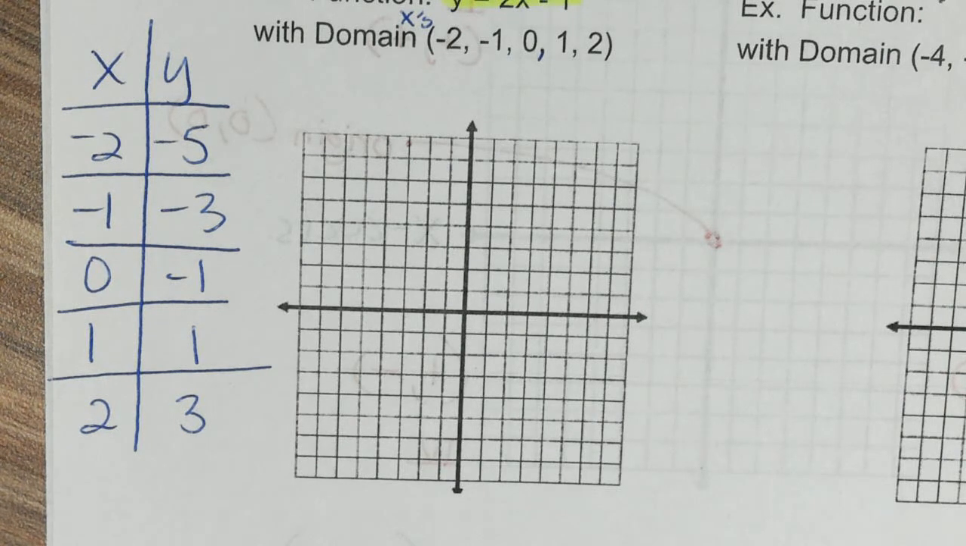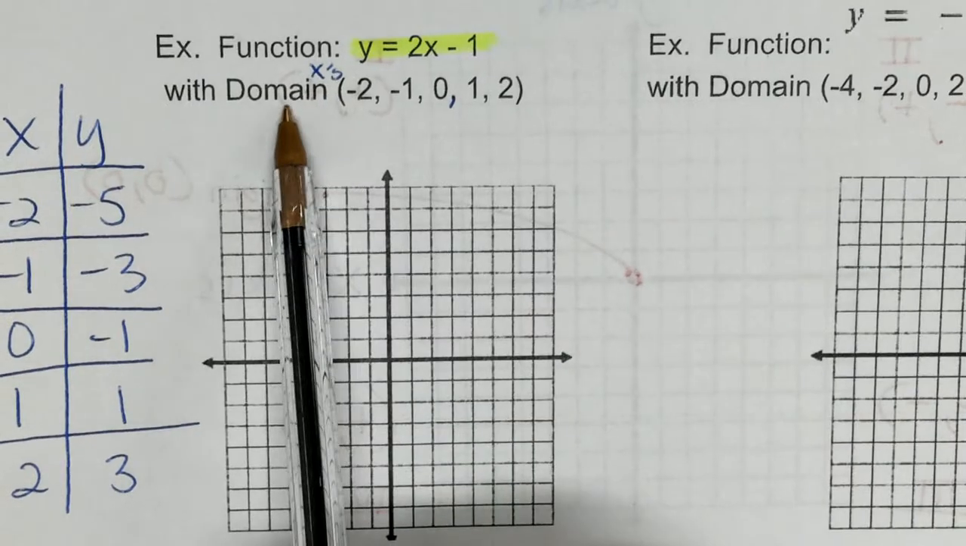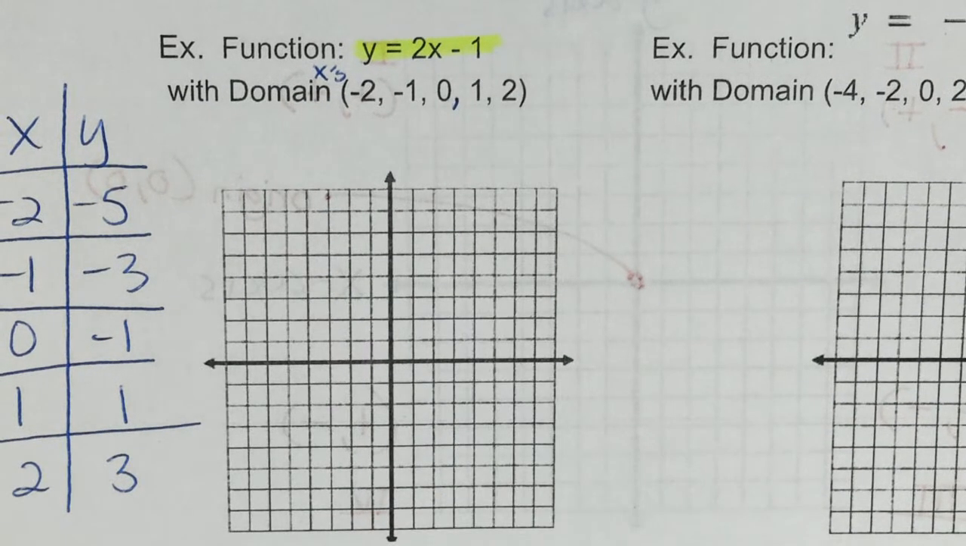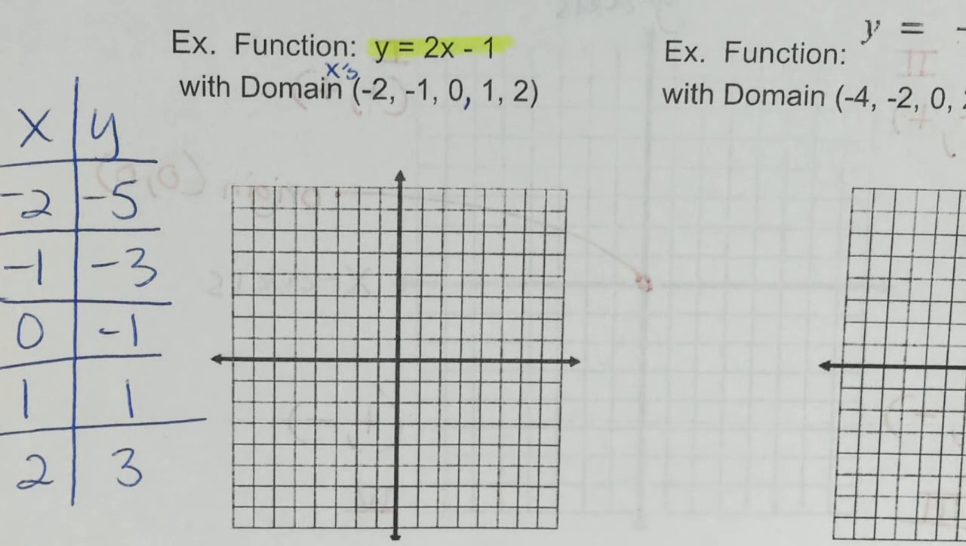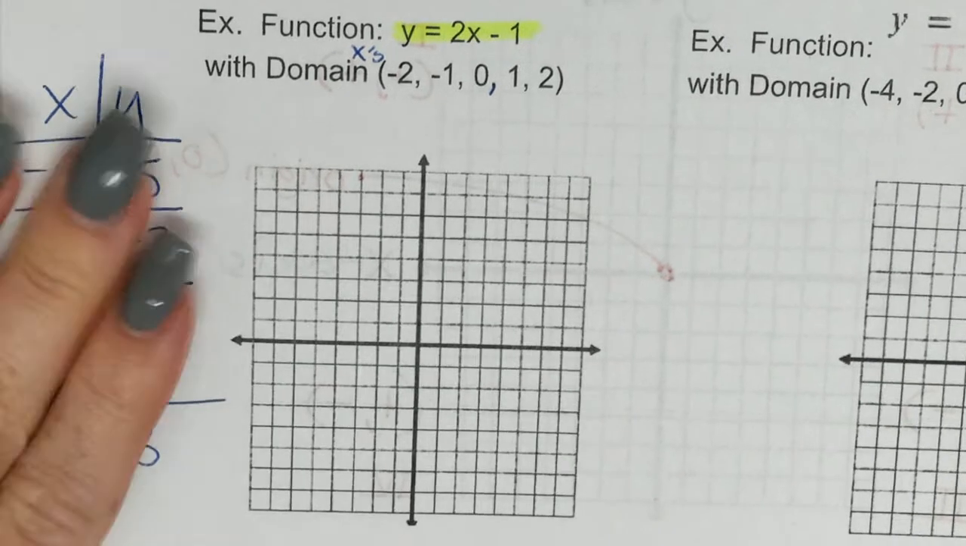Are y'all listening to me? Do not connect the dots, and there's a very specific reason. They only want you to graph with this domain. That means if I connect the dots, I'm saying that I can use 1.2, 1.3, and it doesn't want me to. It only wants me to graph these dots.